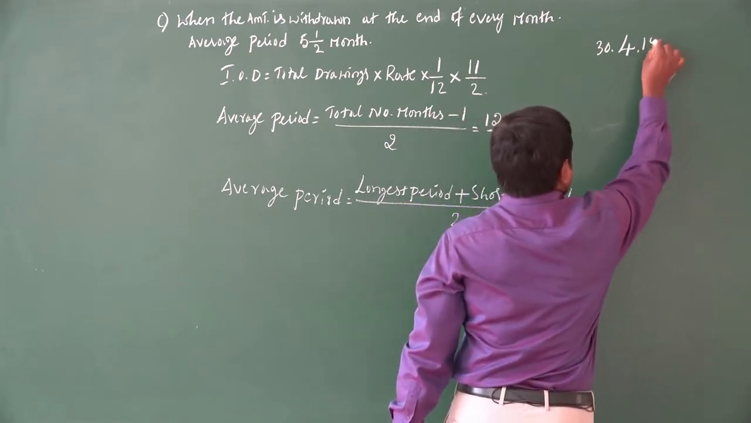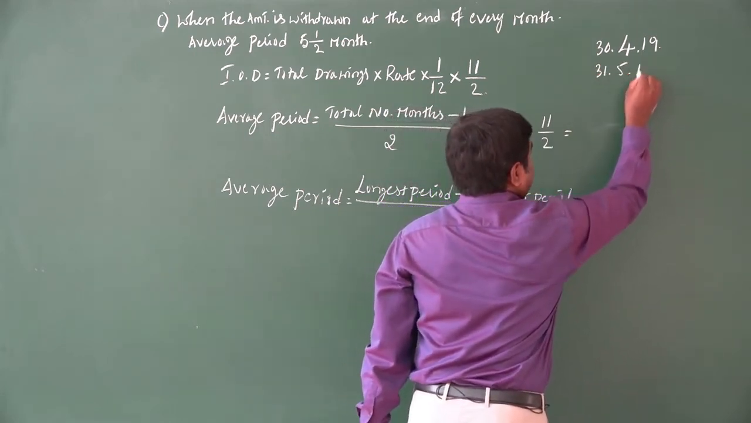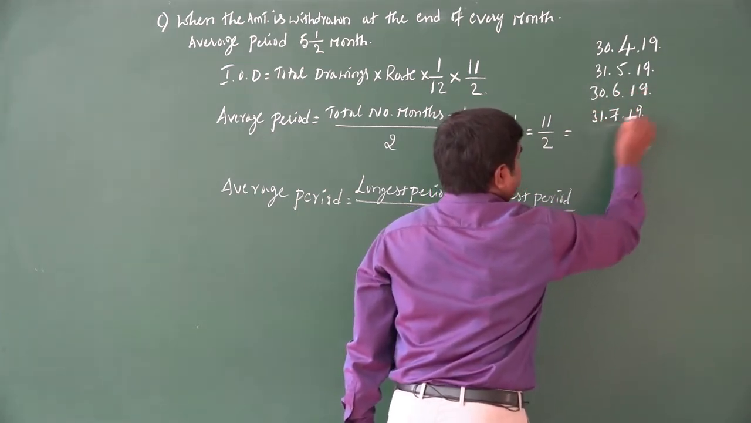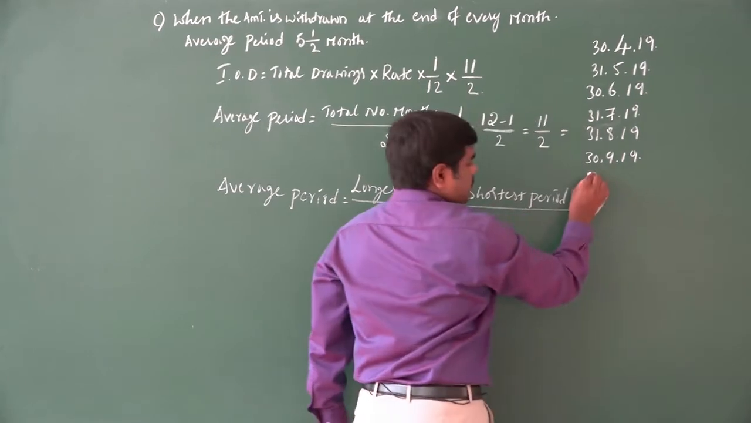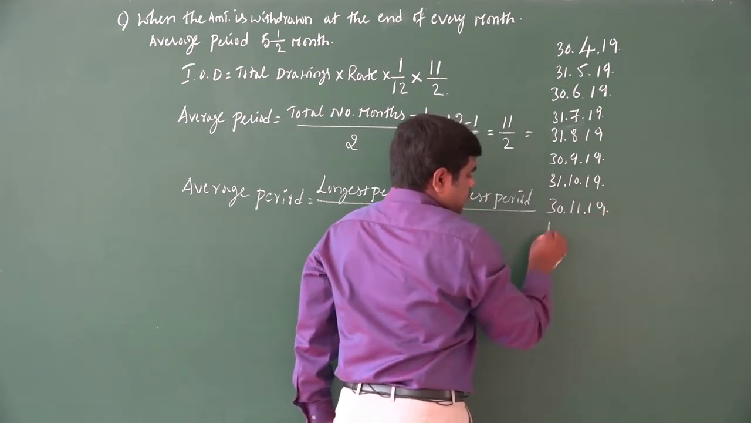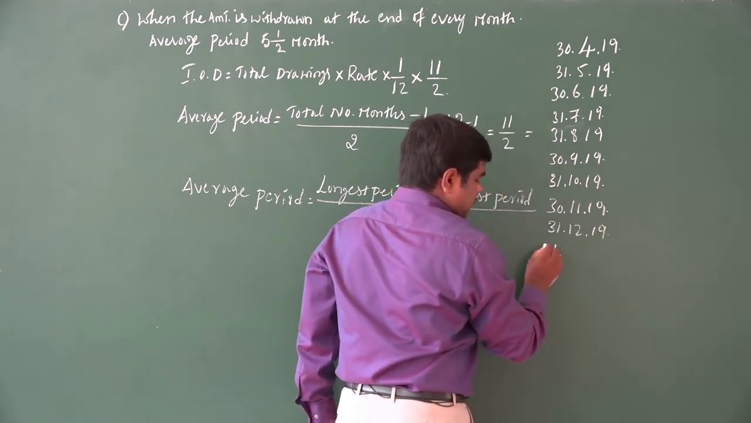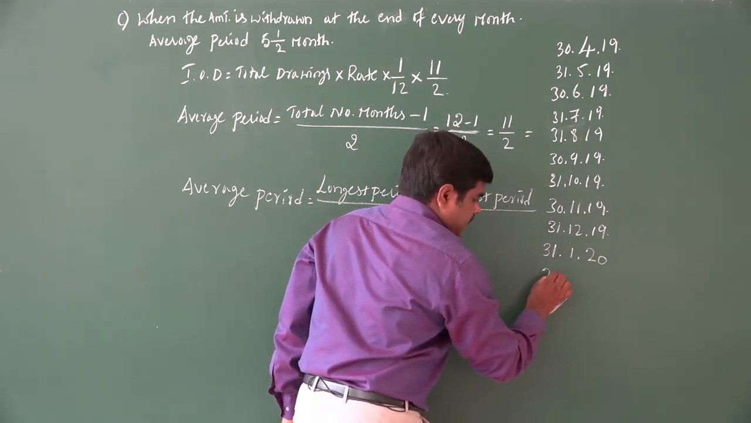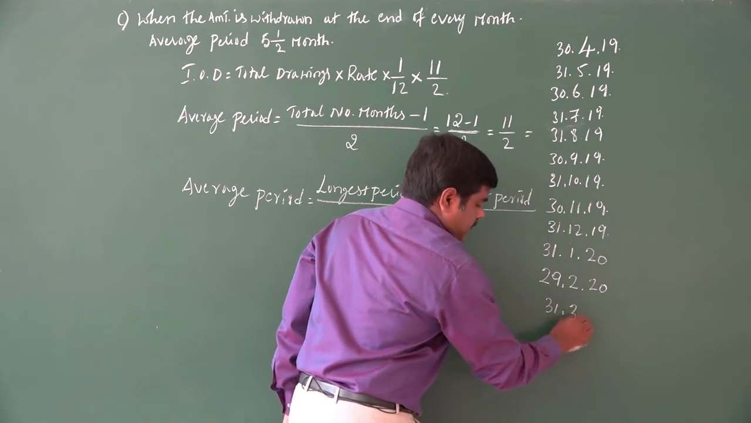For example, let me take 2019. 30th April 2019, end of every month. 31st May, 30th June, July last date, August last date, September, October, November, December, January, February 29 in 2020, and March.